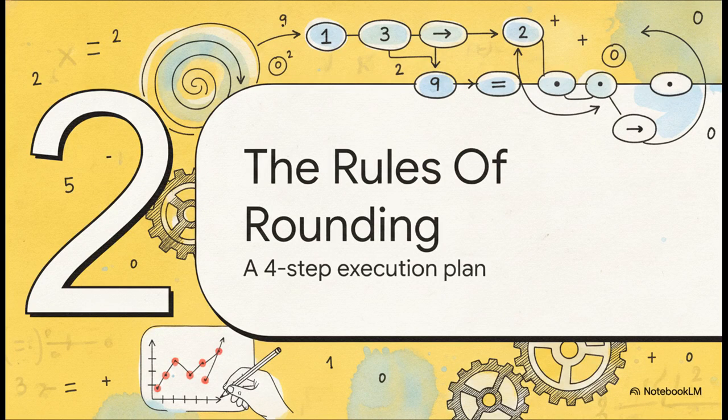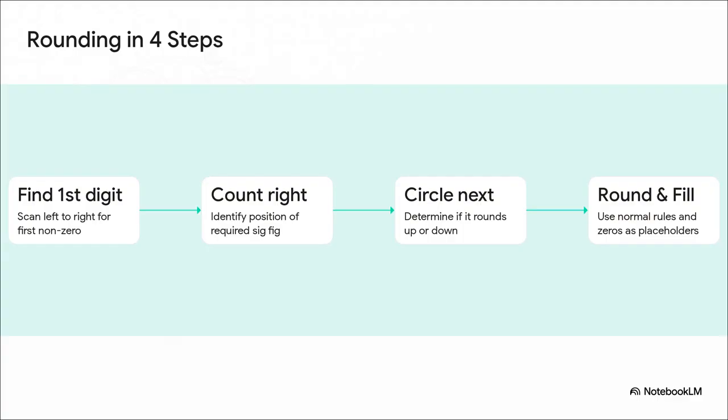Moving on to Section 2, the rules of rounding. Okay, let's turn this into a foolproof 4-step execution plan. Step 1. Find that first non-zero digit by scanning left to right. Step 2. Count along to the right until you hit your target significant figure, maybe the second or third one. Step 3. Draw a line after that target digit and circle the very next number to the right. That circled number, that's your decider digit.